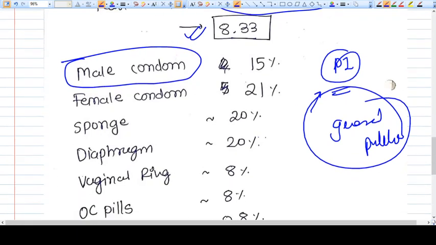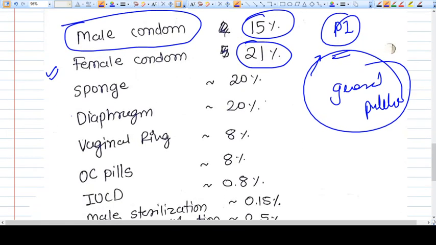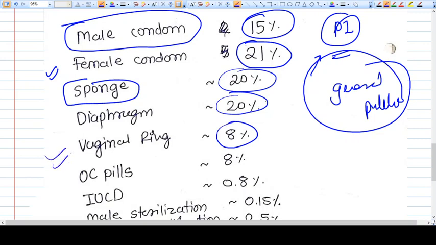Okay, so male condom PI is 15%. Now female condom, the PI is 21%. So now you can identify that the female condom is less effective than the male condom. The sponge method, the PI is 20%. Diaphragm again 20%. Vaginal ring 8%. So vaginal ring is more effective than the male condom, female condom, sponge and diaphragm.